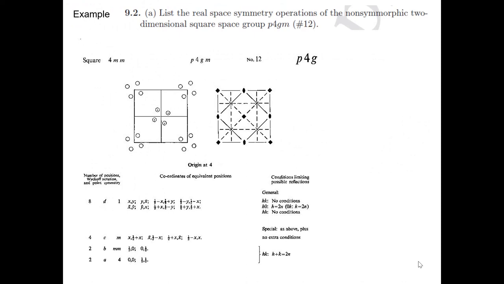Okay, so let's do an example. Let's do problem 9.2 as an example. So this is problem 9.2. Letter A, list the real space symmetry operations of the non-symmorphic two-dimensional square space group P4GM, space group number 12. Okay, so I go in the International Tables for X-ray Crystallography, and I search for space group number 12, P4GM, and this is the information that I have there. And it asks me to list the real space symmetry operations.